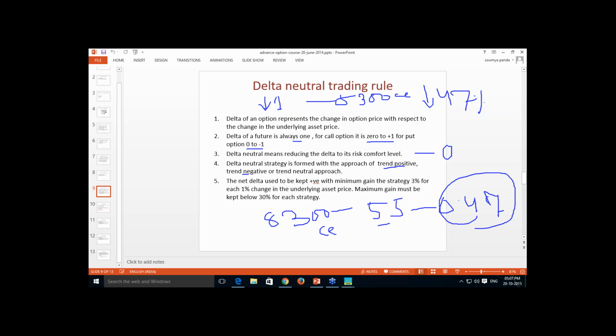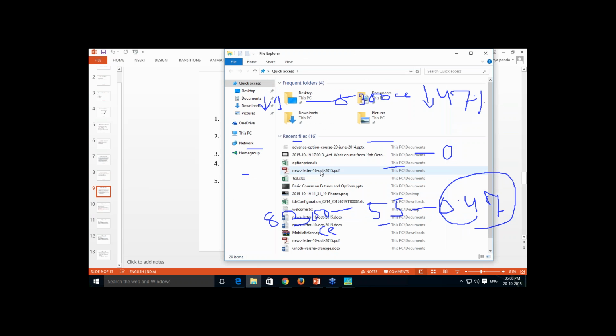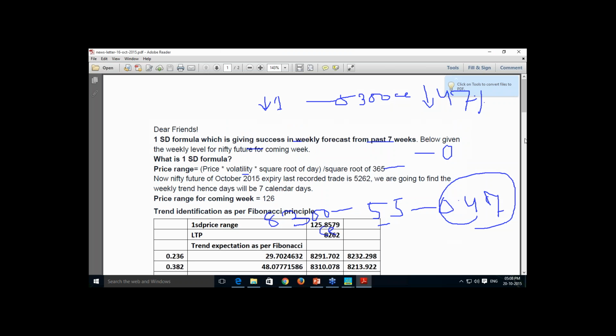Now, having a trend positive, trend negative or trend neutral approach for delta is based on the market's approach. So how will you know that the market is in a positive trend, in a negative trend, or in a risk neutral trend? That time you can say that Fibonacci helps you a lot. Many of you will be getting our weekly newsletter on the Nifty as per the one standard deviation. So one standard deviation is also one of the ways to identify the trend.